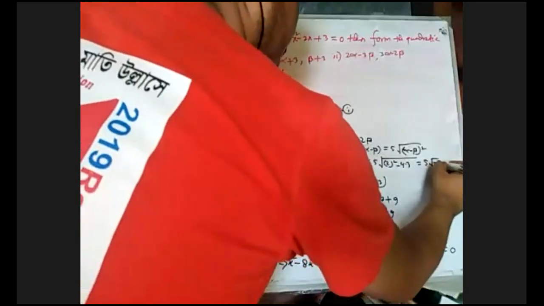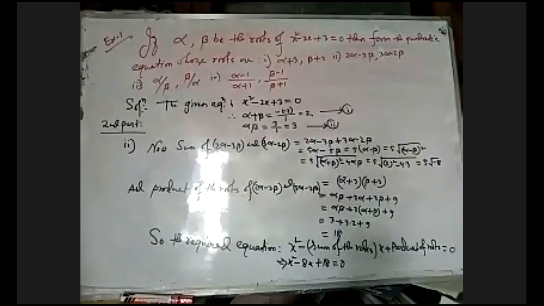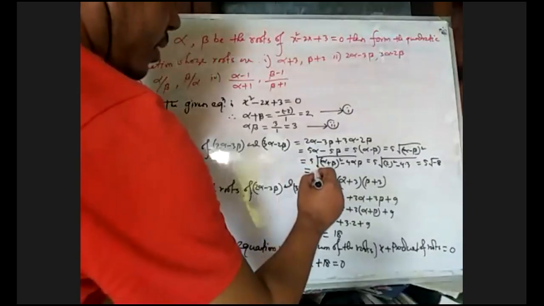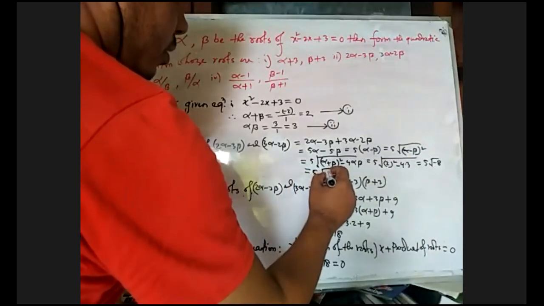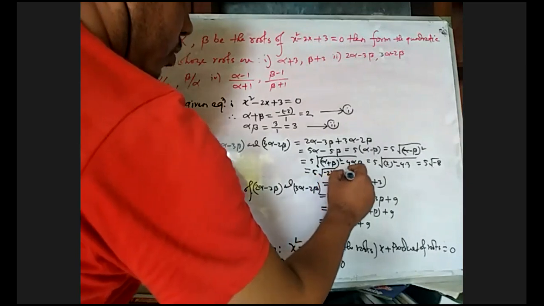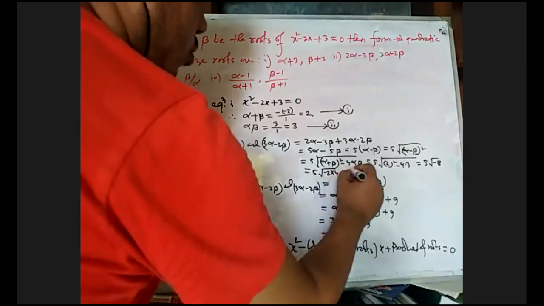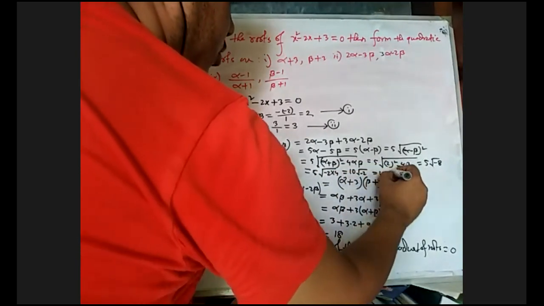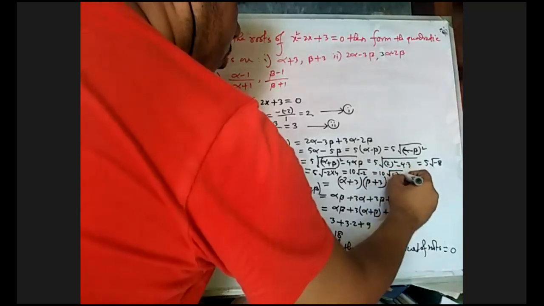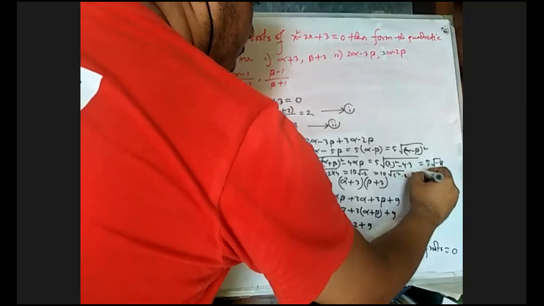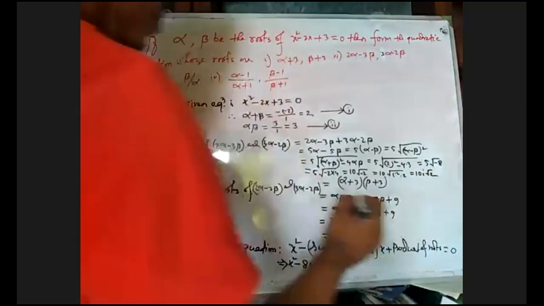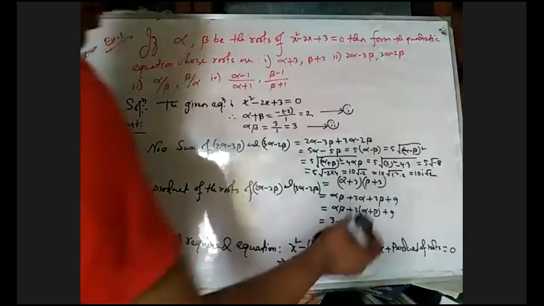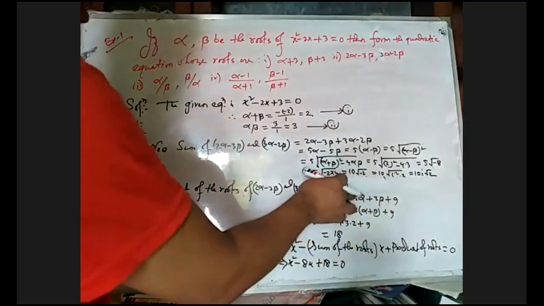Minus 8, 5 root over minus 8. And this minus 8 can be written as 5 into root of minus 2 into 4. Root over 4 means 2, so 2 root over minus 2. But i square equals minus 1, remember it. So i square into 2, that gives 10i root 2. Similarly, the product of the roots, what will be the product of the roots?